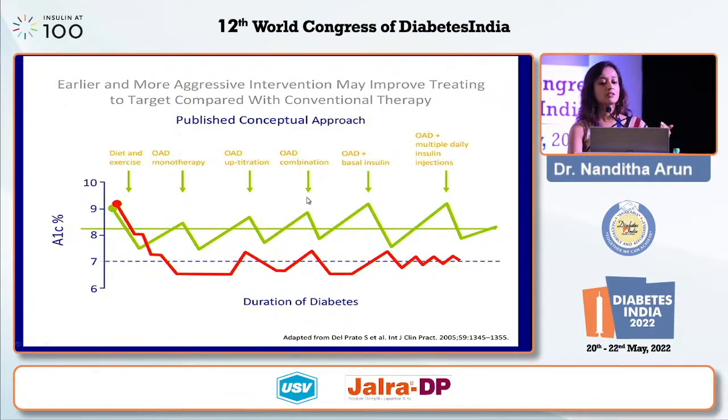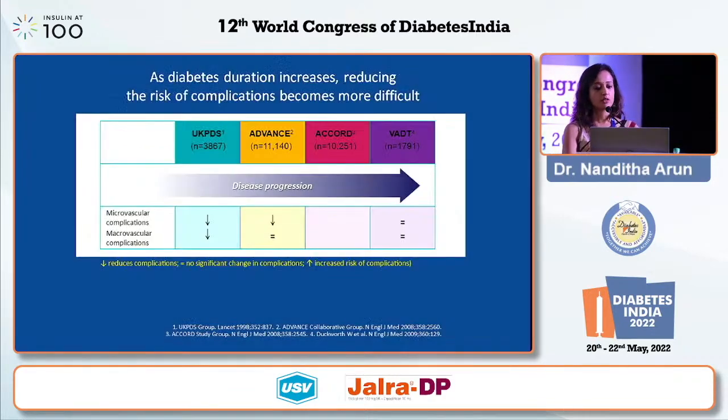Then we wait until the HbA1c goes up, and then add the next agent. So every time we are actually reacting to a high blood glucose. Instead of being proactive, we each time wait for that HbA1c to go up, and then we take action. And in the meantime, the patient is being exposed to that amount of hyperglycemia and the so-called glycemic burden, which in turn is not going to give us very good outcomes.